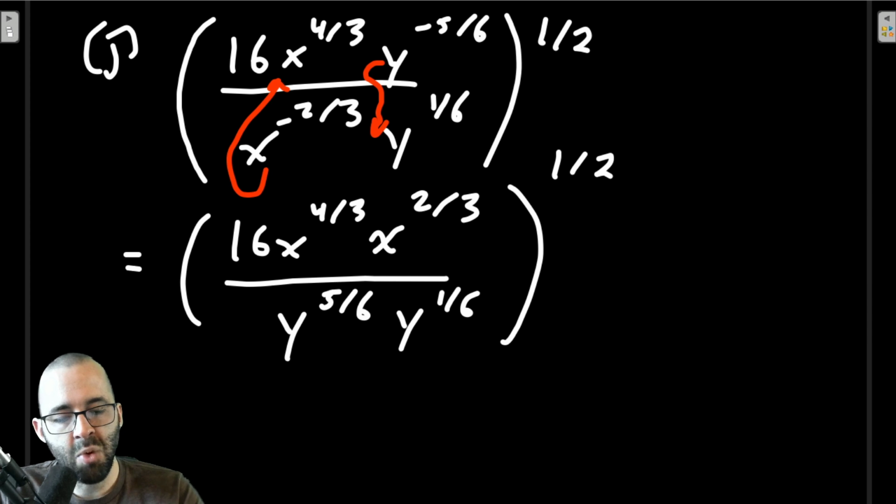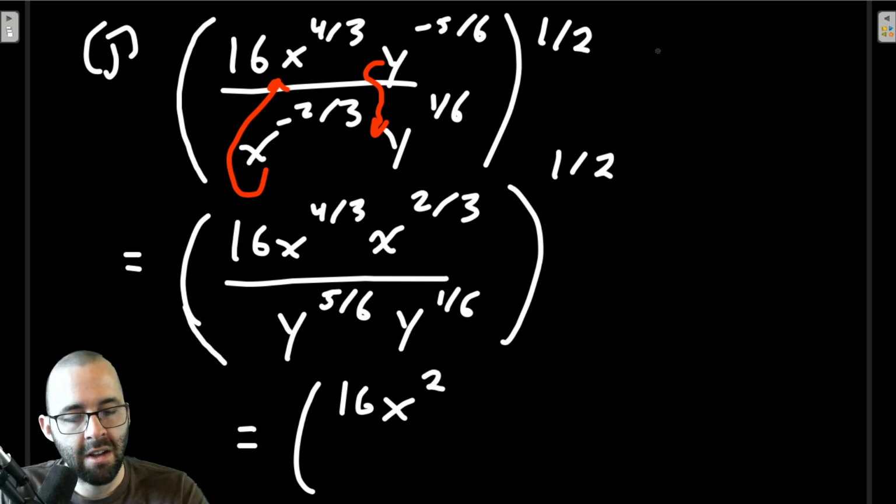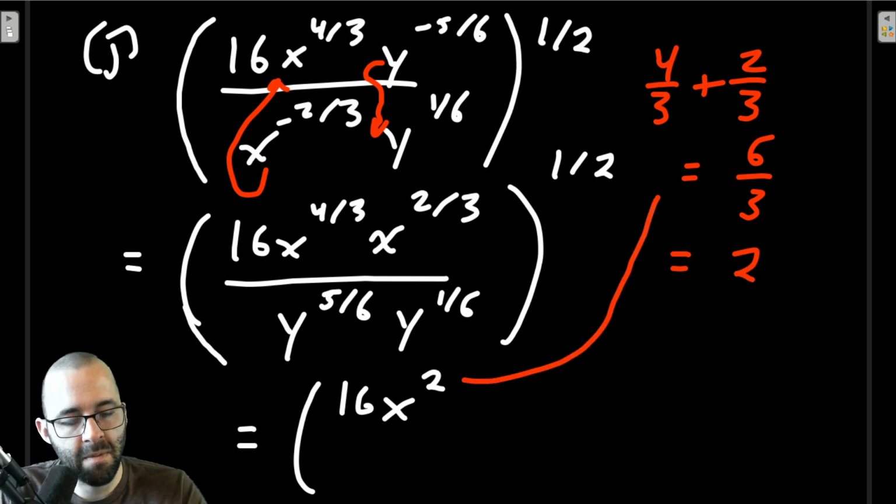And just like I mentioned in 8.2 on Monday, be very careful that your parentheses are big enough. This parentheses should cover the whole thing. All right, now we can simplify that inside. x to the 4/3 plus 2/3 is 6/3. 6/3 is 2. All right, just going to go off to the side. Okay, 4/3 plus 2/3 equals 6/3, which equals 2. So that's where that 2 comes from.